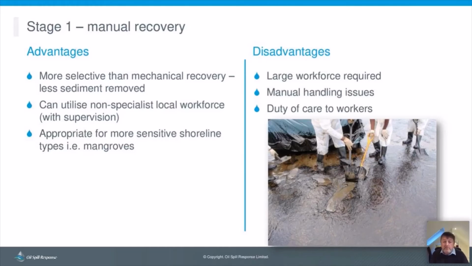And can be used in a wide variety of shoreline types. Obviously, people can get access to certain areas that machinery can't, for instance, so you can get people into those areas and be more environmentally sensitive with those people as well.